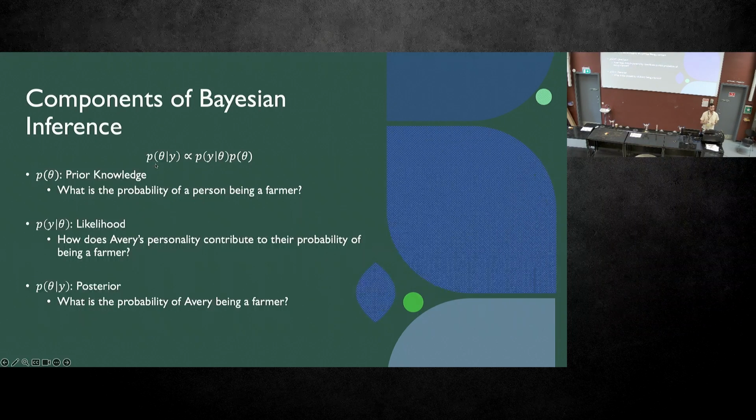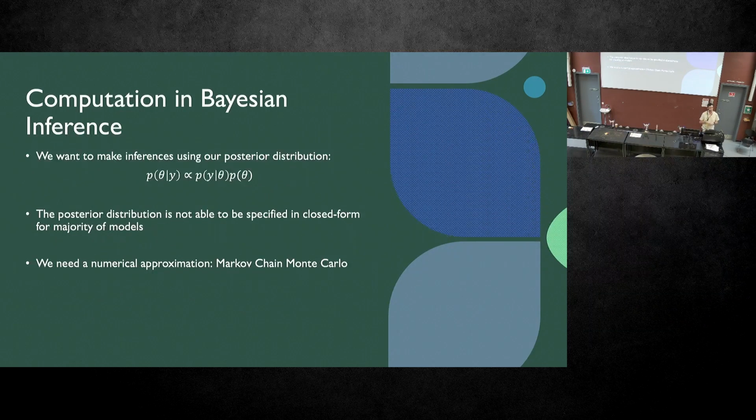But just because we know what we want to estimate, unfortunately it's not very easy to directly estimate this. Because we want to make inferences using this posterior distribution, we want to reason about the probability of Avery being a farmer. Unfortunately, with a lot of our models, it's not available in a closed form, easy to specify distribution. Some of you might be familiar with conjugate models or conjugacy, where a combination of a prior and a likelihood does give you a nice analytical distribution. However, as you get to more complex models, that really isn't the case.